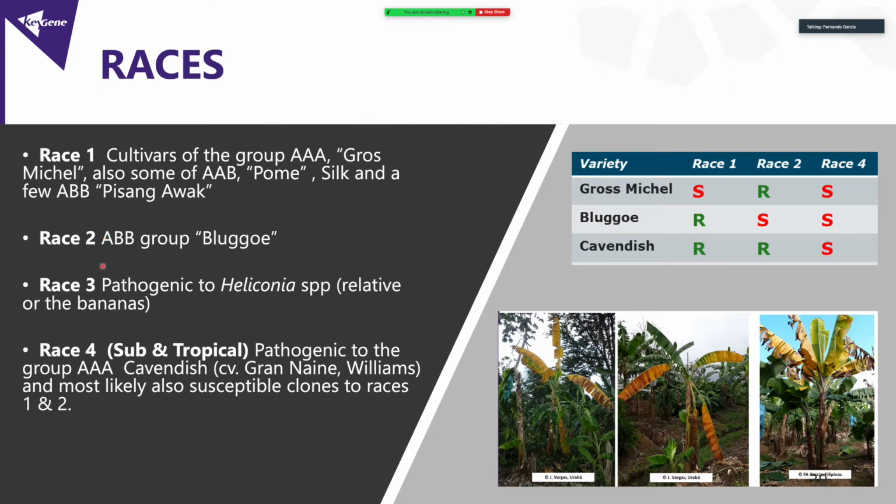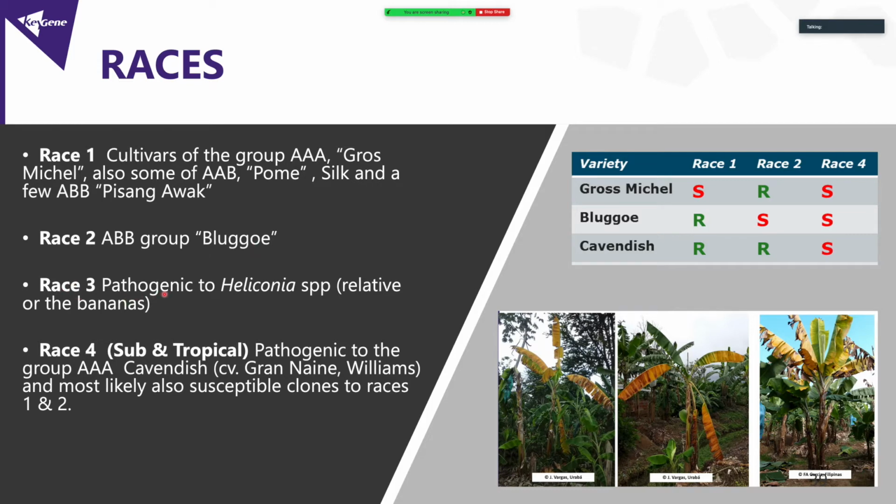So there are four races essentially: race 1, 2, 3, and 4. Race 1 is the one that caused the epidemic in Gros Michel, but it can also cause disease in other groups. Gros Michel is AAA genome, but in some cases it can also cause disease in AAB, in apple banana, for example. Race 2 is recognized by causing disease on blue goo, cooking bananas.